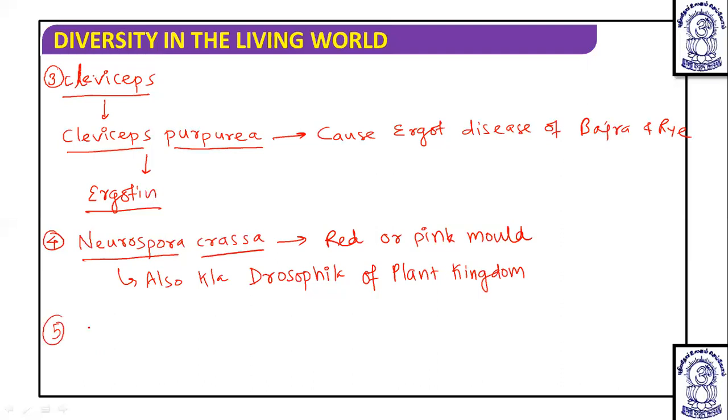One more example that you should remember is Erysiphe. And Erysiphe causes a disease, that is powdery mildew on plants, in which a powdery coating occurs all over the plant body. So these are some of the Ascomycetes fungus examples.